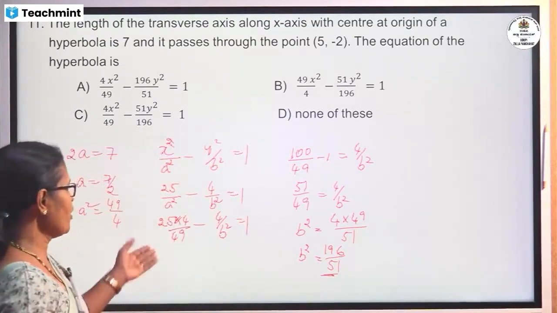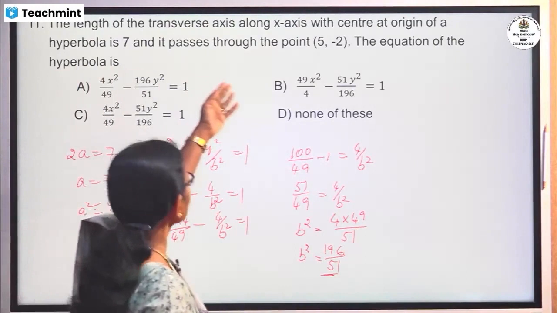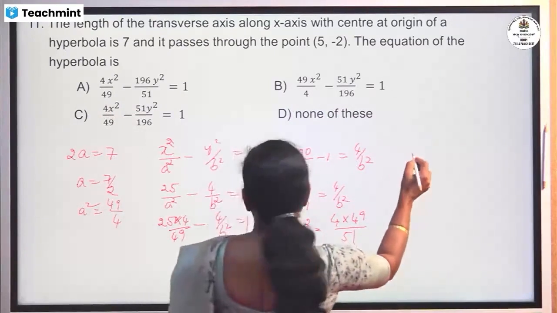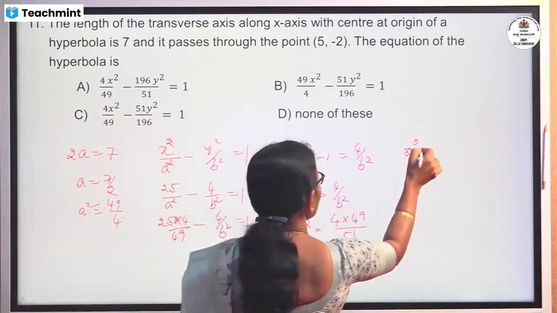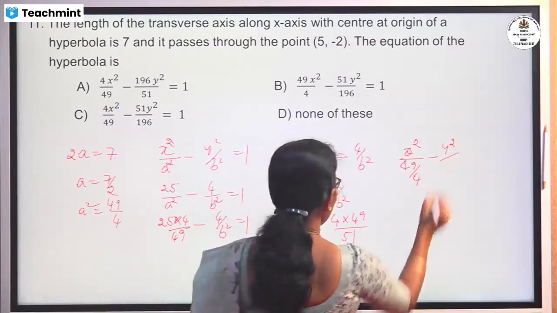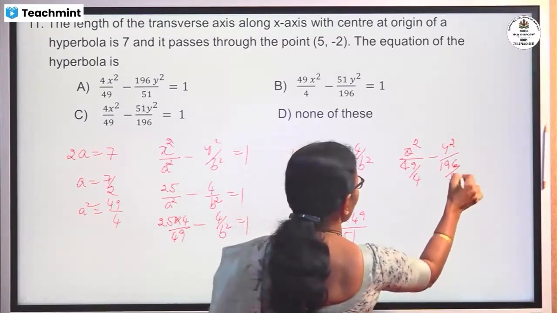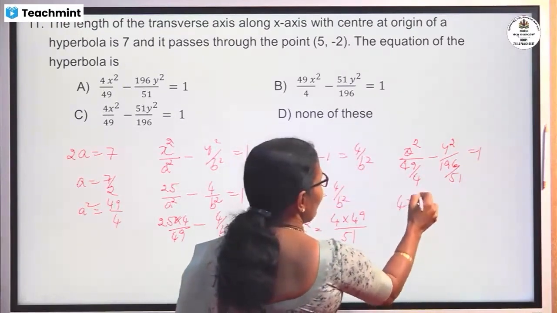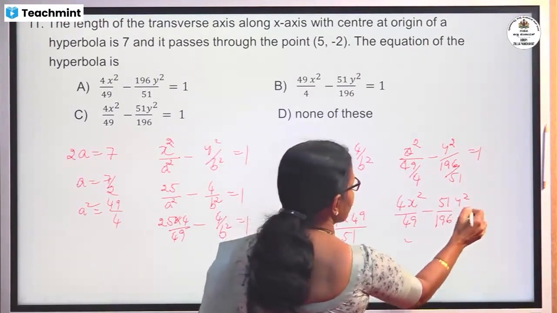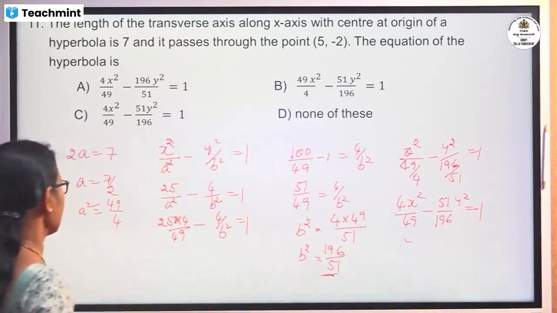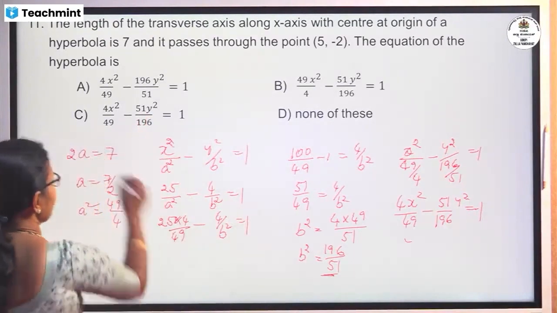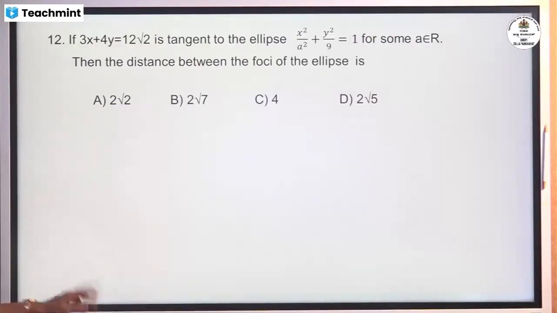Now the equation of the hyperbola is x square divided by a square, means 49 by 4, minus y square divided by b square, means 196 by 51, is equal to 1, or 4x square by 49 minus 51 y square by 196 is equal to 1. So C is the correct answer. We move to the next question.